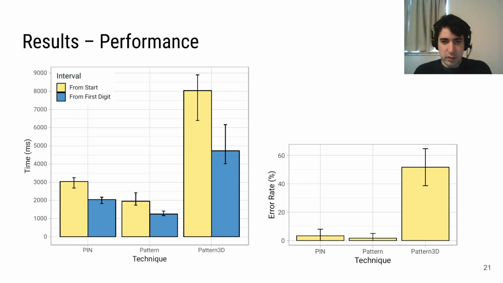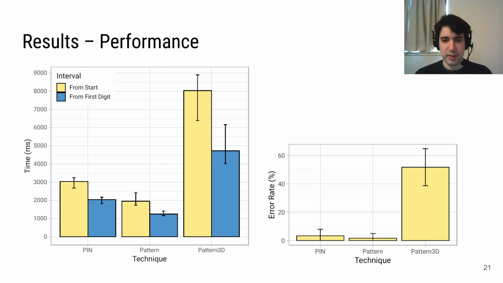Unfortunately, this increased shoulder surfing resistance comes at a cost. While authenticating using the pin and pattern technique can be done in usually less than 3 seconds, it takes around 8 seconds to authenticate with our technique. However, a large portion of the time authenticating with our technique is just homing in on the very first digit. Similarly, error rates are also significantly higher for our technique. The pin and pattern technique have an error rate of less than around 5%, whereas our technique's error rate is much higher.